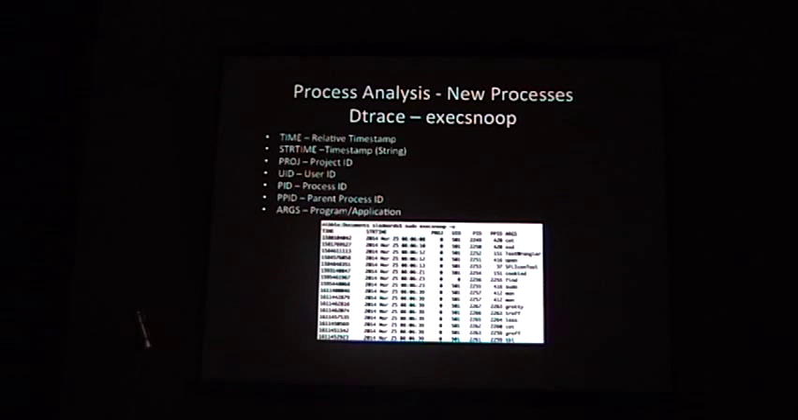Again, for new processes, we use execsnoop. This is one of my favorites. It does the relative time, it does the current time, UID, PID, parent ID, and arguments. Pretty darn concise too, which is why I like it. You easily see on the command line what's getting run at that time. And it's not too verbose.